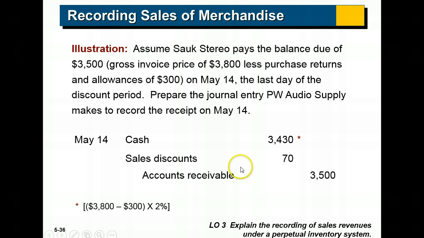They only paid us $34.30 because they paid the bill prior to the discount being up. So we are going to keep track of that, not against sales, but against an account called sales discounts, so we know how many people took advantage of our discounts.